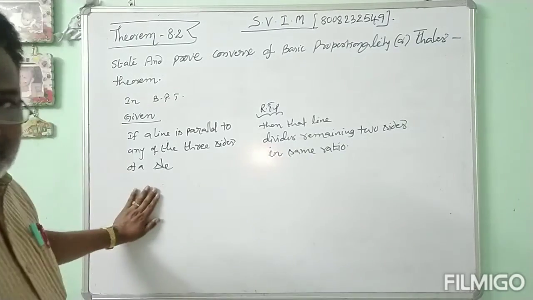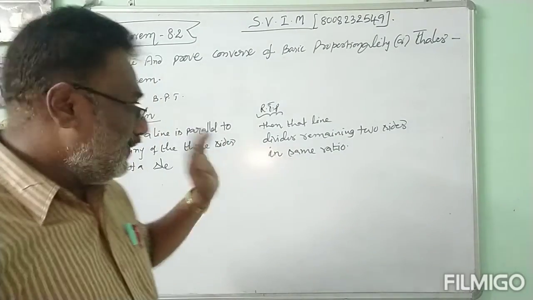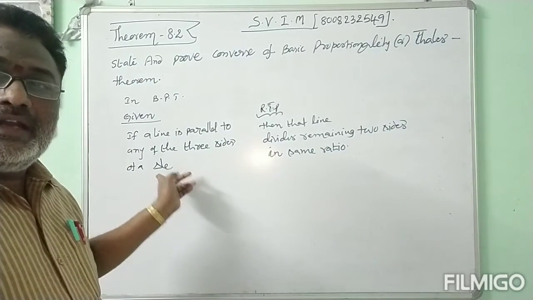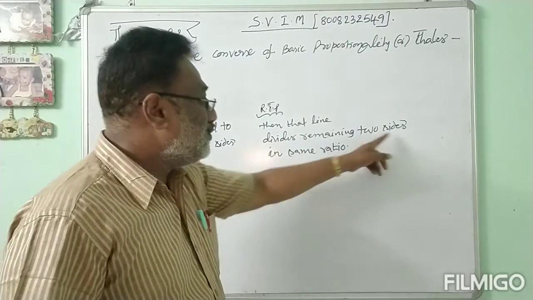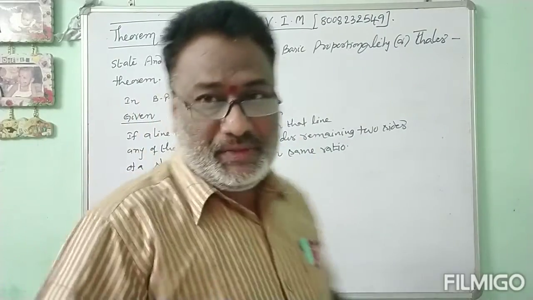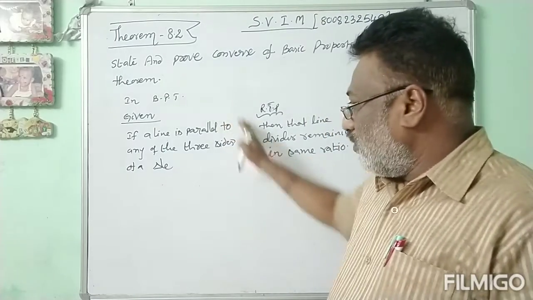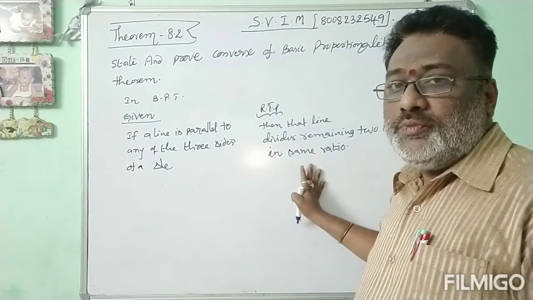This is the given part. And what is the required part? Required to prove: the line which you took parallel to one of the three sides divides the remaining two sides in the same ratio. So this is given and this is required to prove. The given part we can take as a clue to prove the required part.